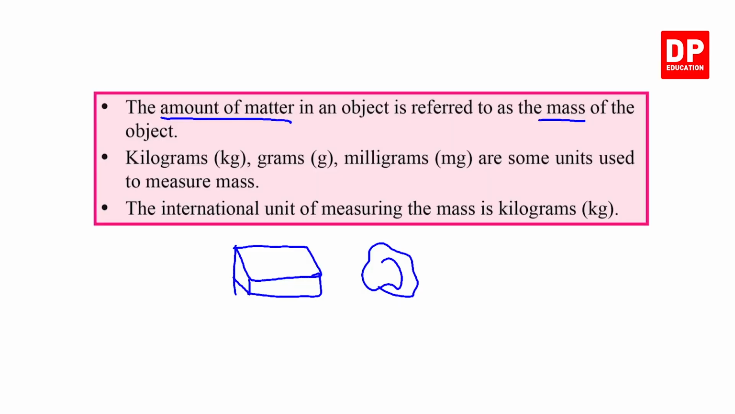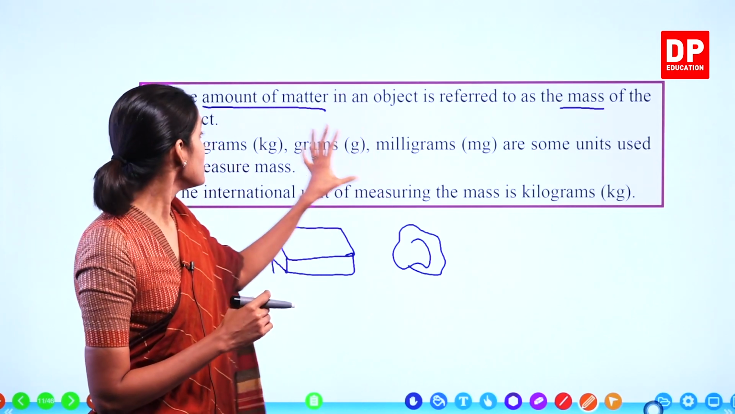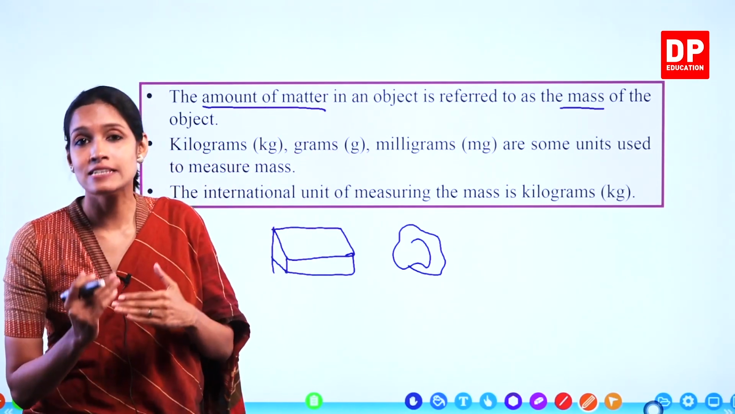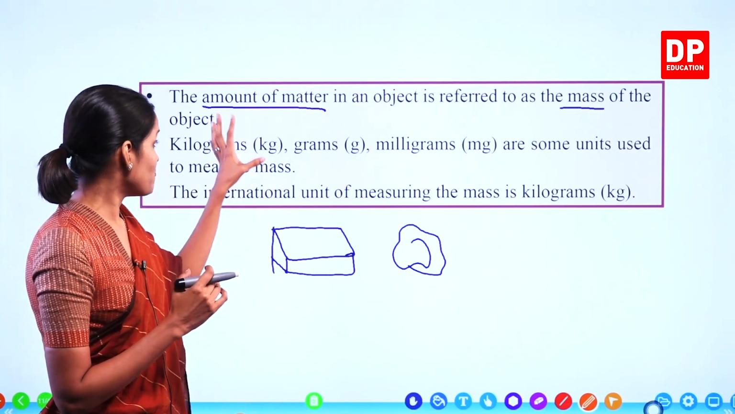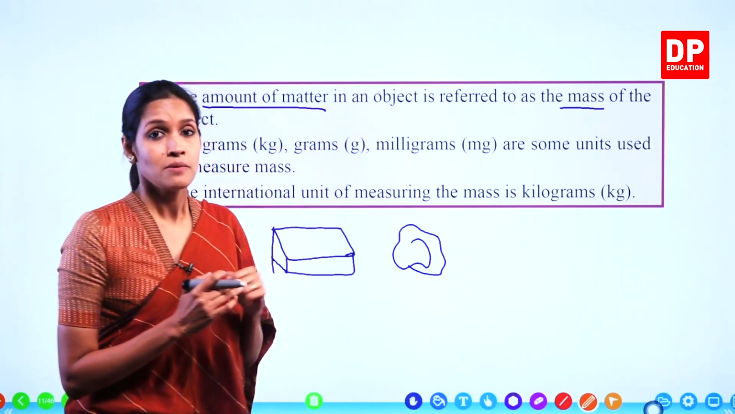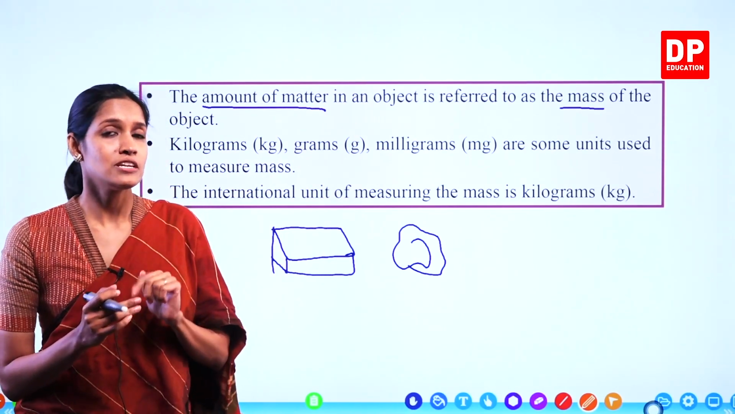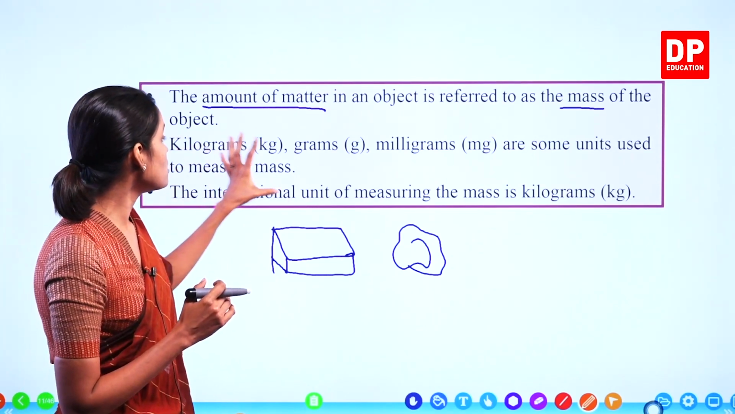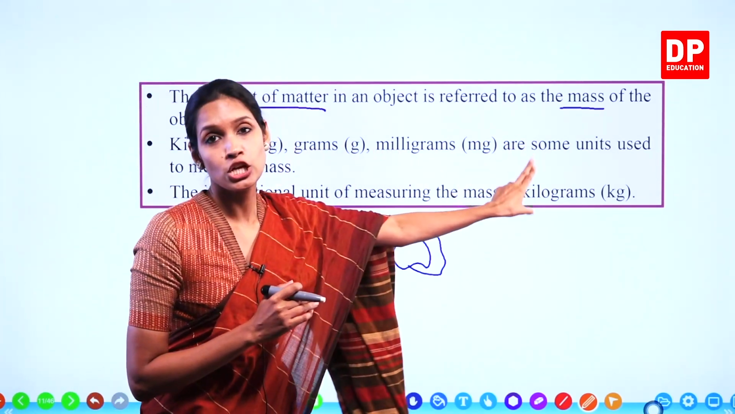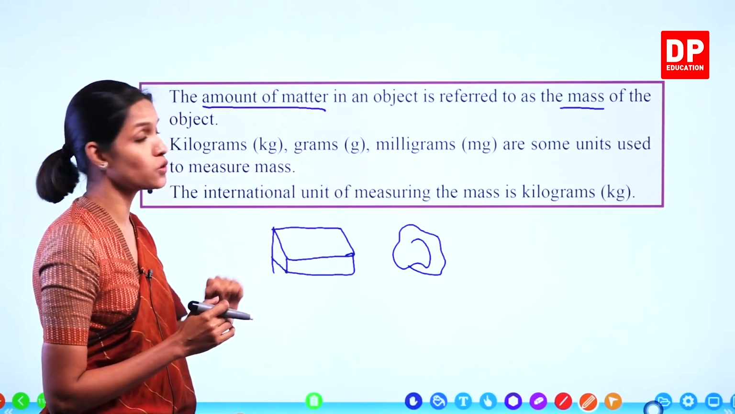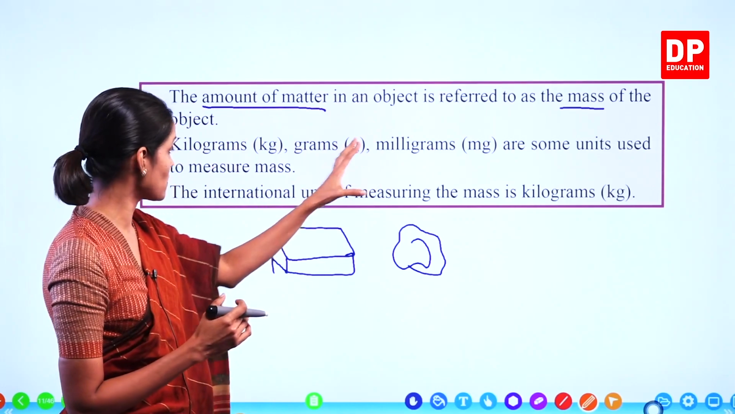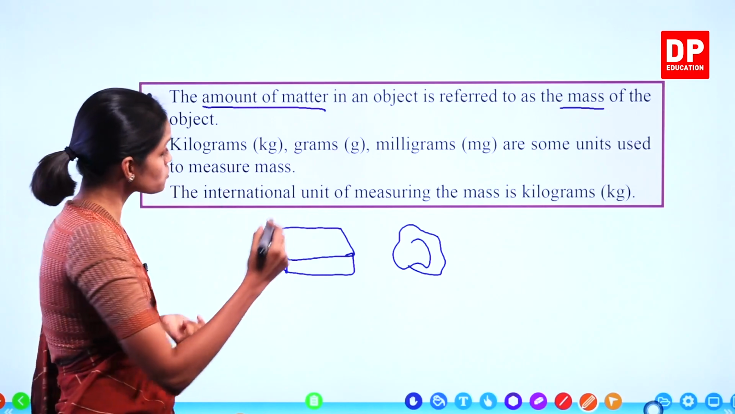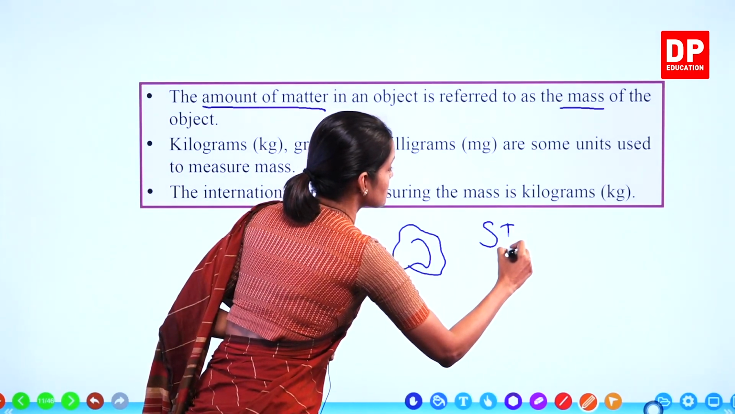Okay, children? So when you take all these units, kilogram is used as the SI unit or standard international unit, right? We have many units that we can measure mass, but remember only one unit is internationally accepted, right? So here the international unit of measuring the mass is kilograms. That is a fact that you have to memorize. We have other units as well. Out of all these units, the international unit is also known as the SI unit.